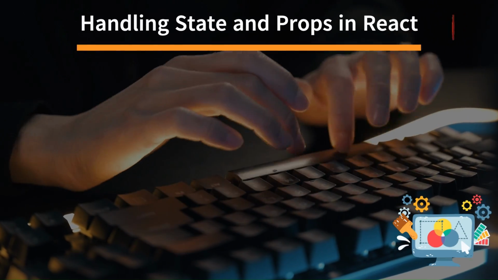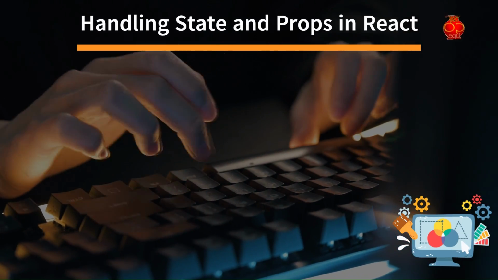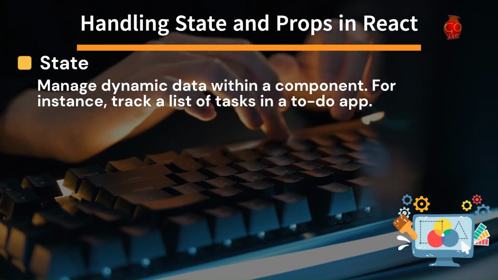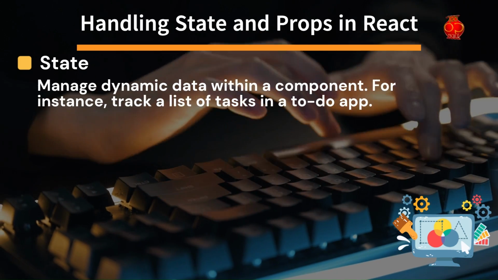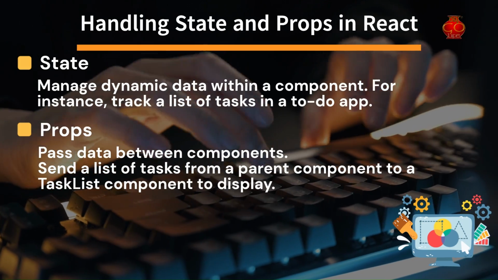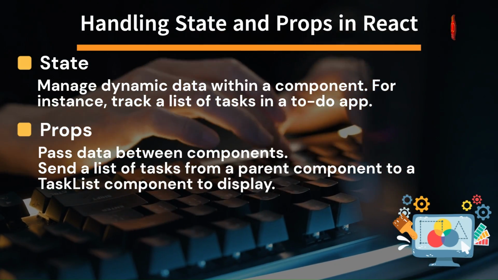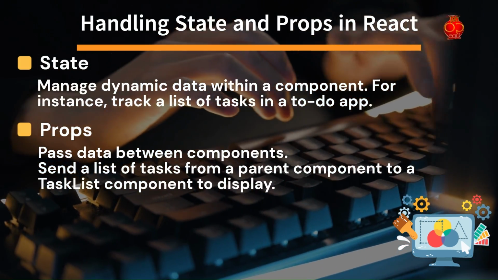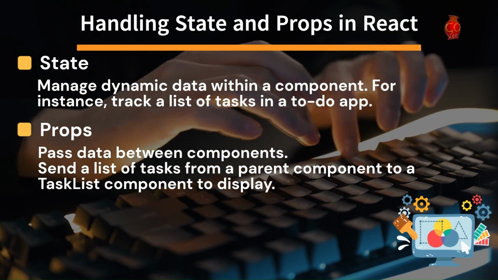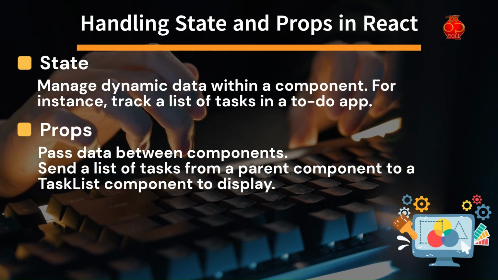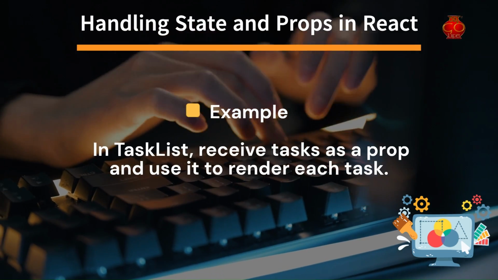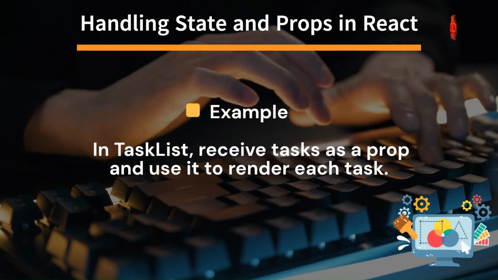State and props are essential for making your app interactive and dynamic. State. Use state to keep track of data that changes over time. For example, in a to-do app, you might use state to keep track of the list of tasks. Props. Use props to pass data from one component to another. For example, you might pass a list of tasks from a parent component to a child component that displays the tasks. Example, in the TaskList component, you could receive a list of tasks as a prop and then map through it to display each task.